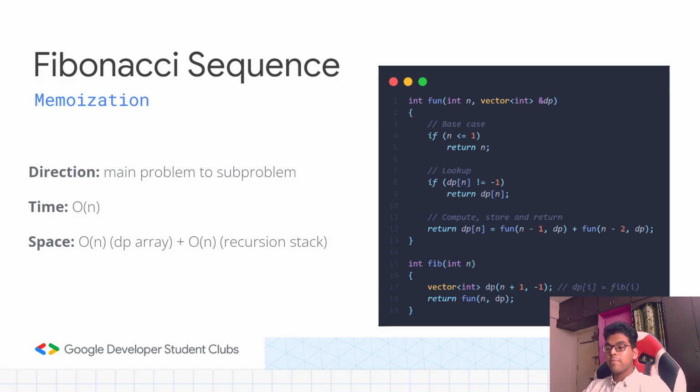If you look at the time complexity in this, it is linear, O(n), and the space required is O(n) plus O(n), where the DP array and recursion stack space take up linear space.